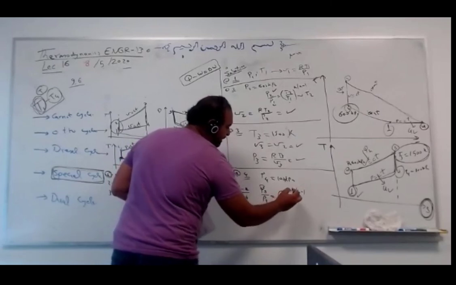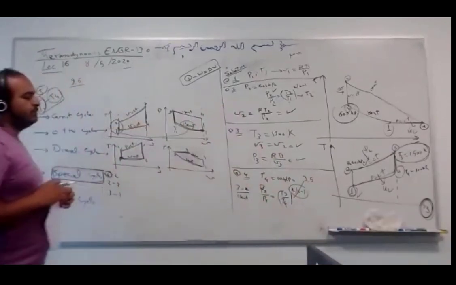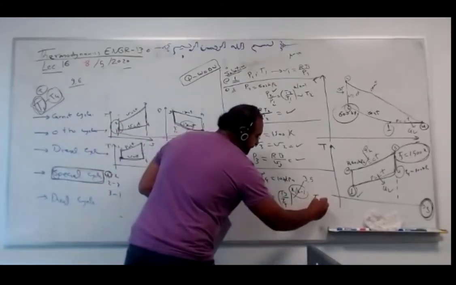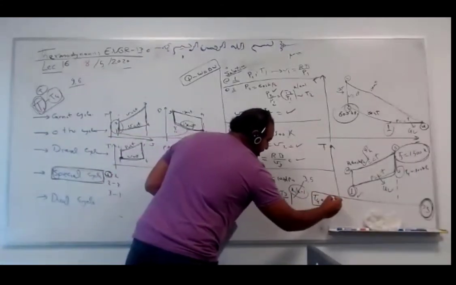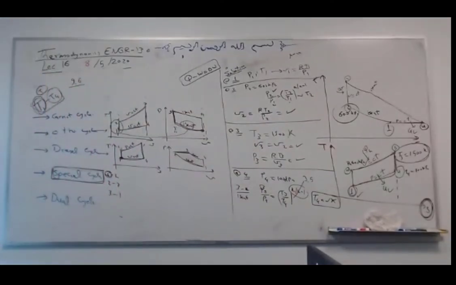Do you remember when I said I used to use this 3.5 for air? It's always 3.5 for air. 1.4 over 0.4 is 3.5 for air. I memorized it when I was your age because I used to use it a lot. K over K minus 1 is always 3.5. So I can get T4, in Kelvin, of course, everything in Kelvin. Now I have all the temperatures, I have everything.